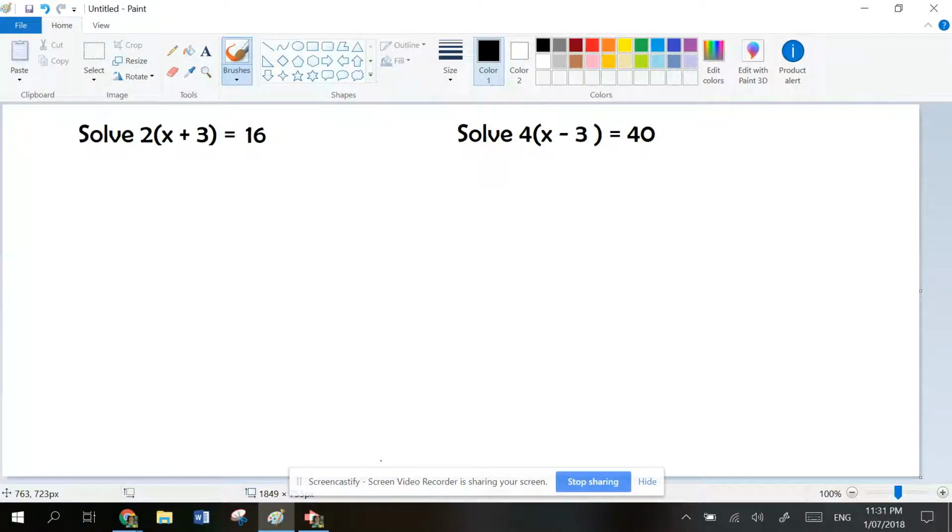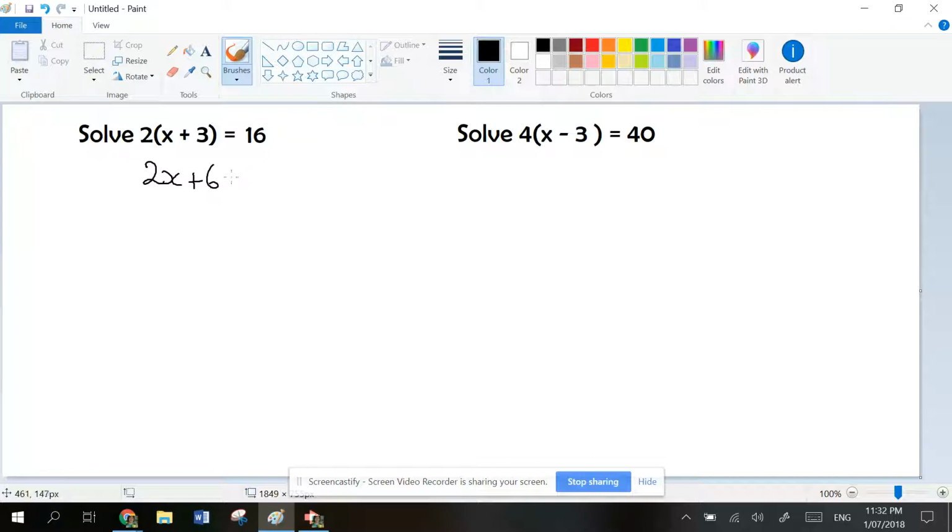Here we're going to solve equations with brackets. On the left hand side here you can see that we have 2 times the bracket x plus 3 equals 16. We're going to expand the bracket on the left here. So we have 2 times x, which is 2x, plus 2 times 3 is 6.